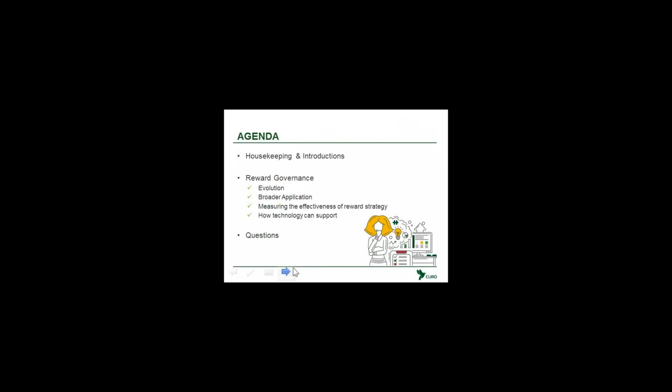So here's our agenda for today. I'm going to start with some brief housekeeping and introductions before moving on to the topic. It's less of a technical session around reward governance. I'm going to be looking at the evolution of reward governance, and the message that I'm going to be trying to get across today is around why, as reward professionals, we need to think about a broader application of reward governance rather than potentially that's defined under some of the corporate governance areas that we traditionally look at. And part of that's going to be looking at how we can measure the effectiveness of our reward strategy and how technology can support you with that.